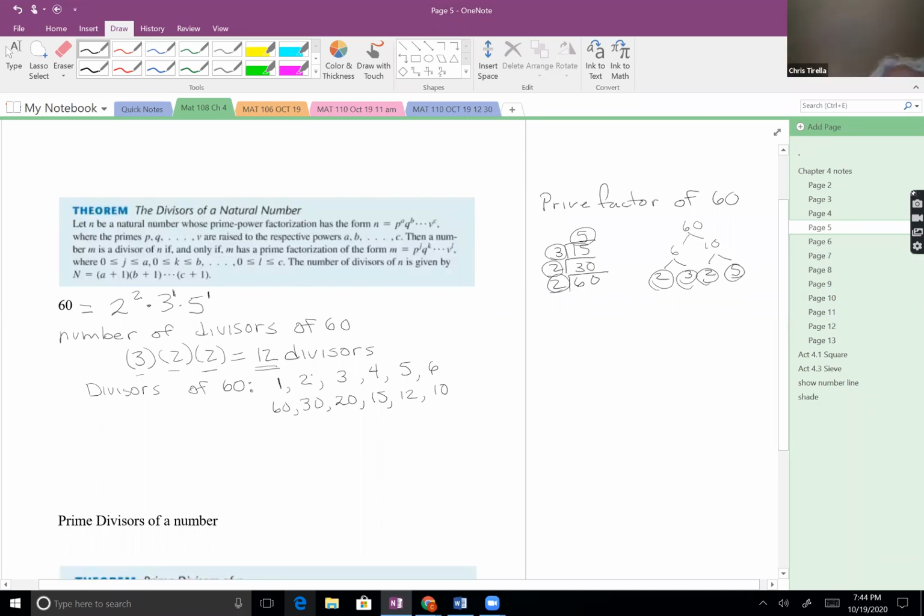Let's see, we've got 1, 2, 3, 4, 5, 6, 7, 8, 9, 10, 11, 12. So here we've got all 12 divisors. I think sometimes knowing how many you have helps you list all of them, because you know when you can stop. Does that make sense?